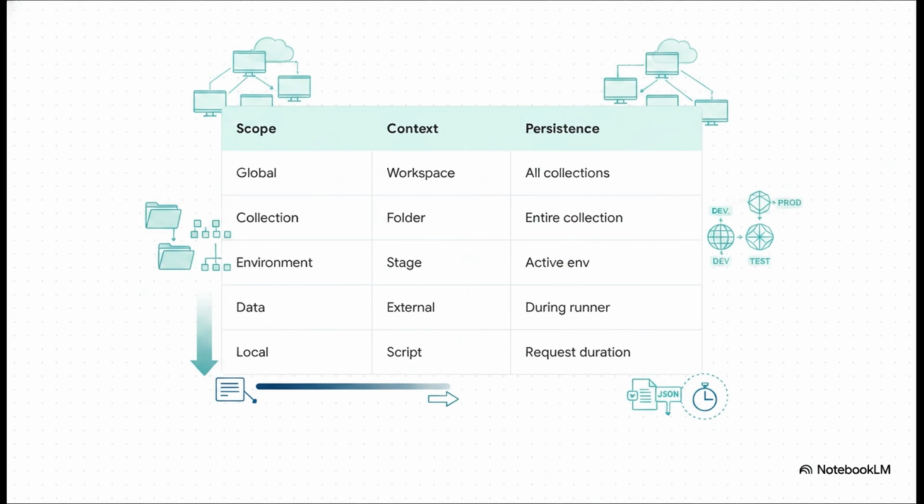The golden rule to remember here: if 2 variables share the exact same name, the narrower scope always wins. A local variable will override a global variable every single time.